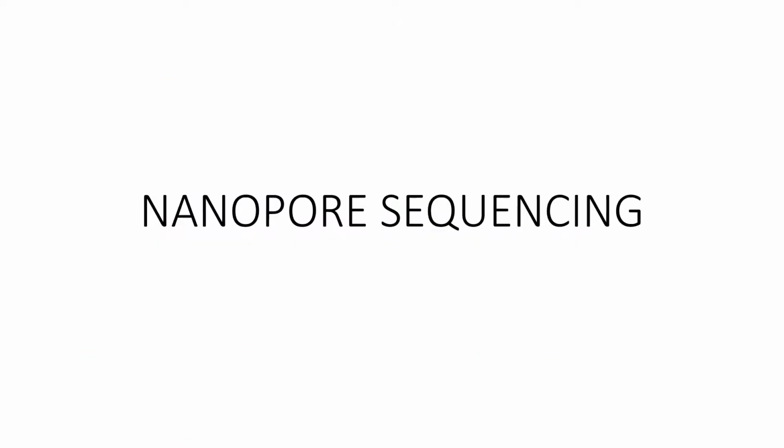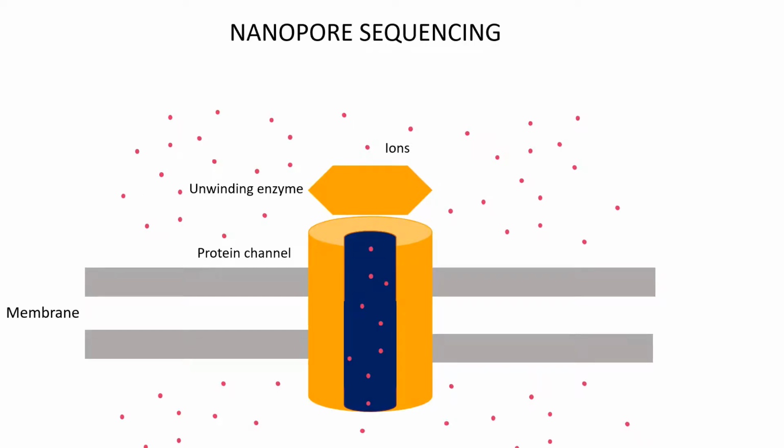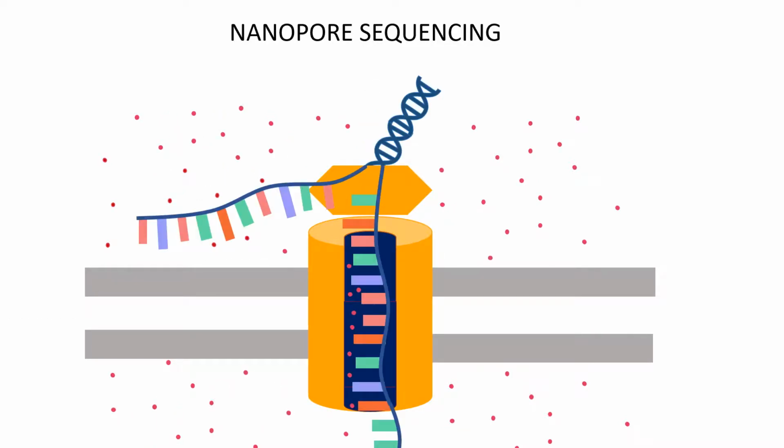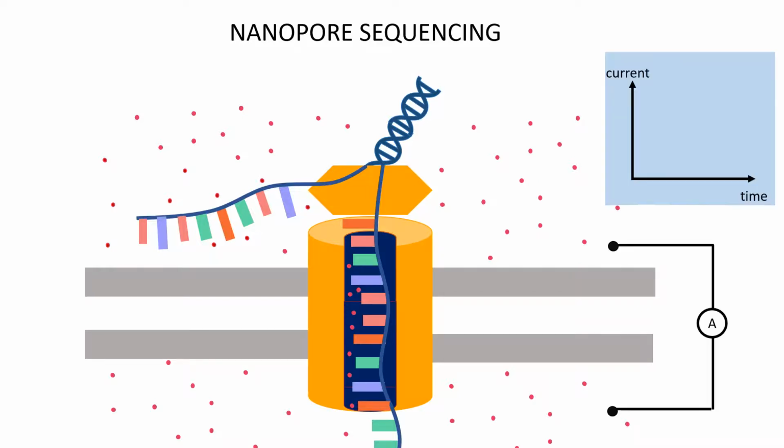The last method is nanopore sequencing, which is classified under 3rd generation sequencing and does not require base incorporation. In this method, DNA is passed through a nanopore across a membrane. The DNA helix is first unzipped by an enzyme. The single strand can then be driven through the nanopore.